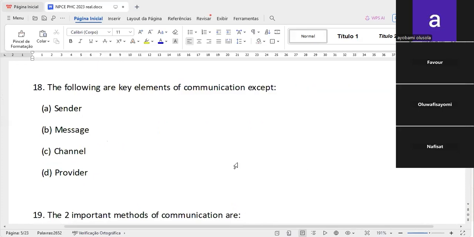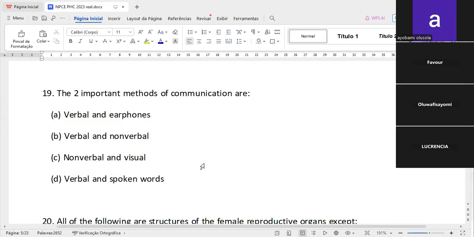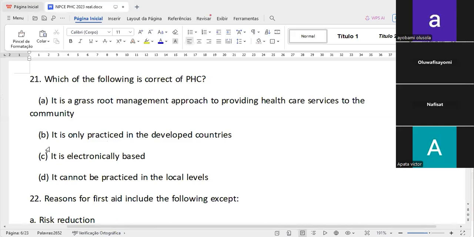The following are key elements of communication, except channel. No, you need the channel. You need a good channel of communication. Two important methods of communication are verbal and non-verbal. Correct, B. All of the following are structures of the female reproductive organs, except penis. Correct.